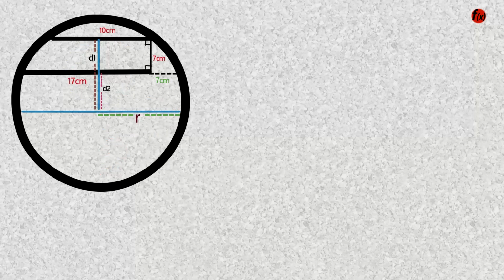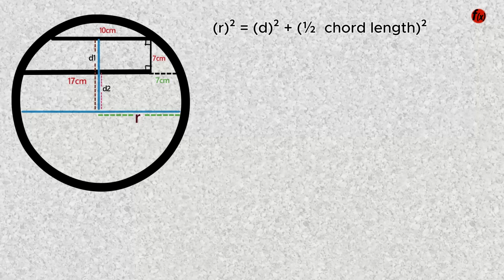Since the 10 centimeters chord is parallel to this chord, the extension is 7 centimeters, which makes the entire chord 24 centimeters long. For any chord of a circle, the relationship between the radius, the chord length, and the distance from the center is r squared equals d squared plus 1/2 chord length squared.